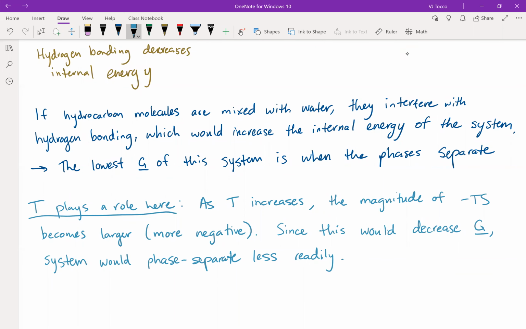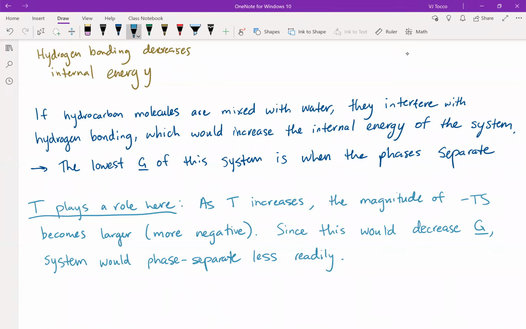So as temperature increases, the magnitude of minus TS is going to become more negative. So therefore, it becomes even more important for the system to maximize its entropy, right? Because it wants this TS term to be as large as possible, meaning that it is as most negative as possible. Right, so as T is increasing, it is going to decrease the Gibbs free energy, and it means that the system would phase separate less readily.